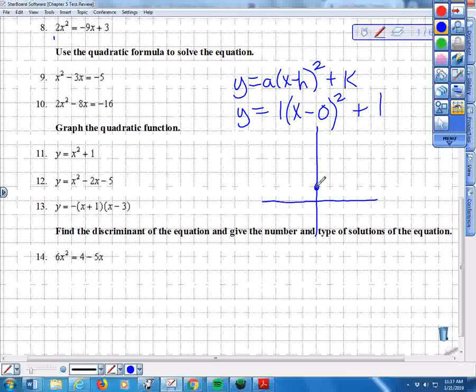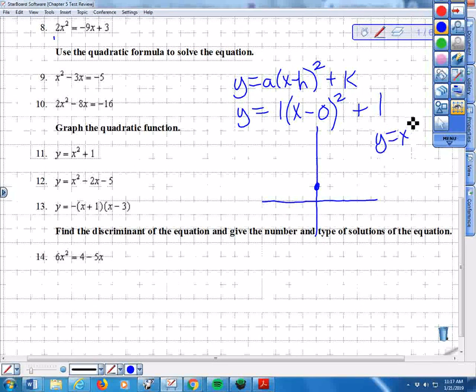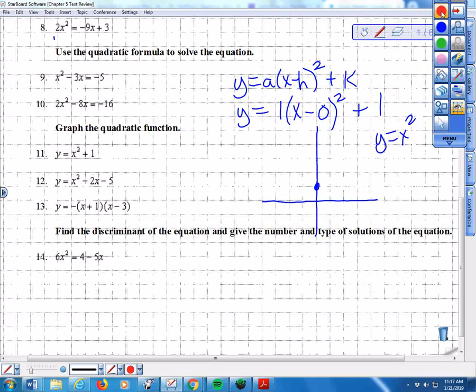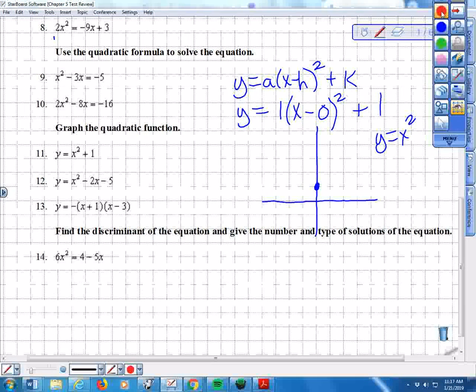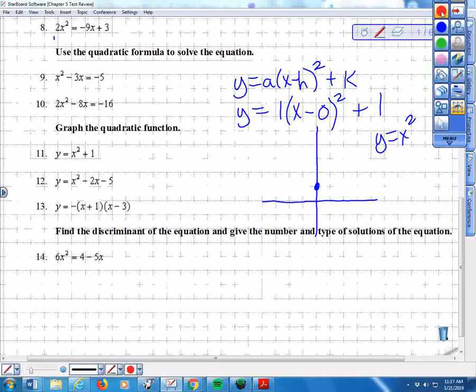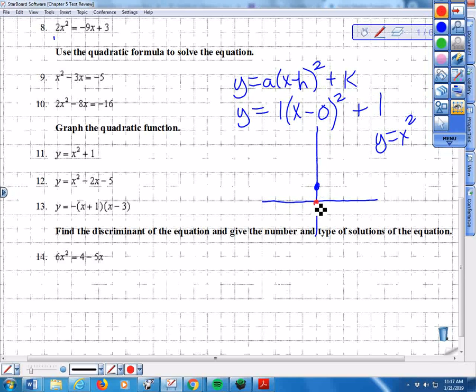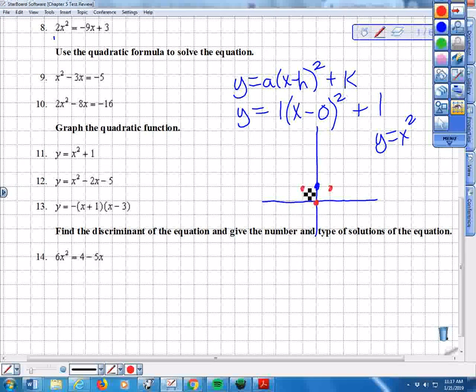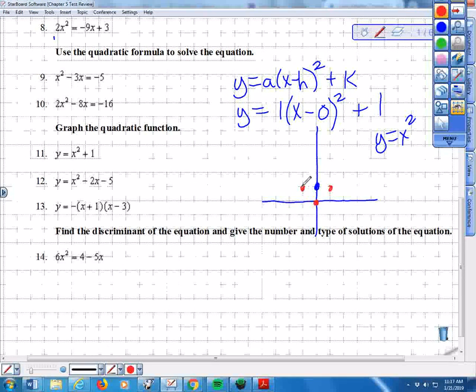Okay, and if I'm just looking at y equals x squared, because I know it's just this function shifted up 1, when x is 0, y is 0. When x is 1, y is 1, and when x is negative 1, y is 1. When x is 2, y is 4.